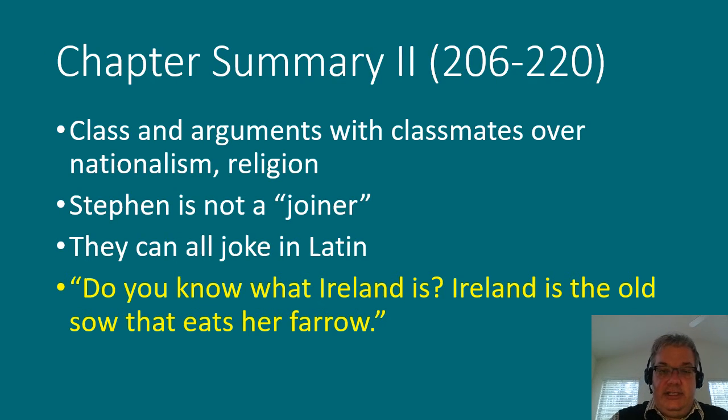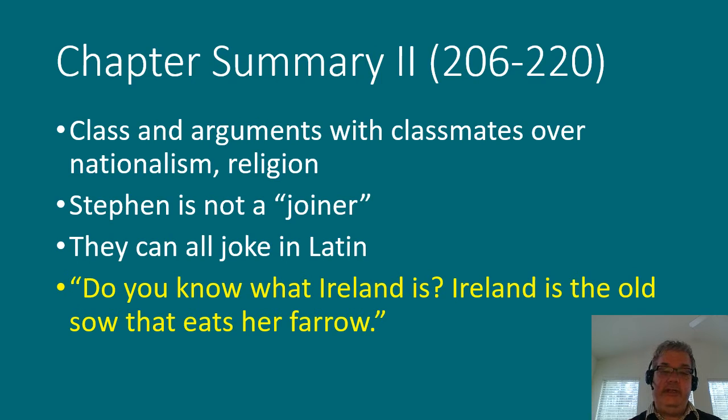The next passage, which roughly corresponds to pages 206 to 220, has arguments with his classmates over nationalism and religion. These are all very smart people. They can all joke in Latin and speak Latin, make little Latin comments to each other. This is typical of Catholic education at the period. These are university students, so they're among the smartest students. Most people don't go to university.